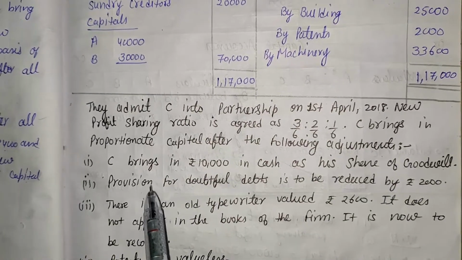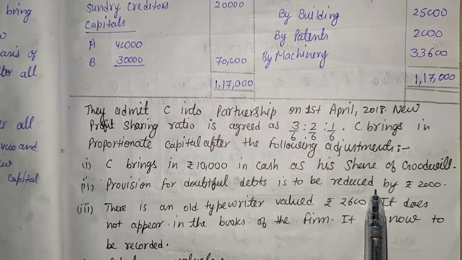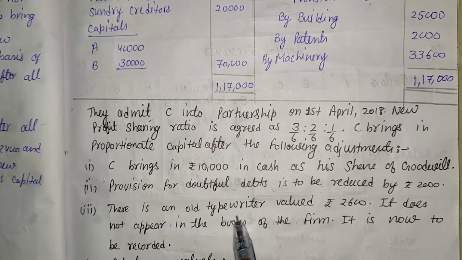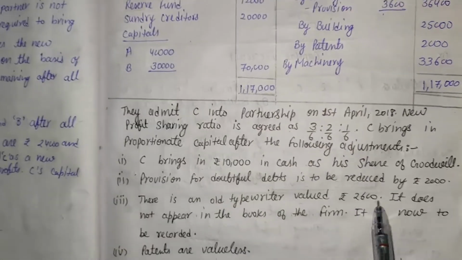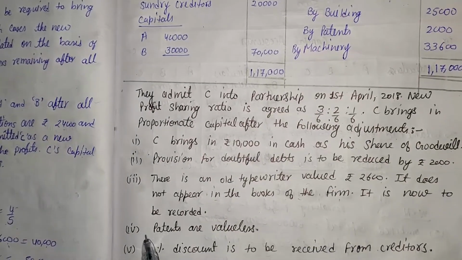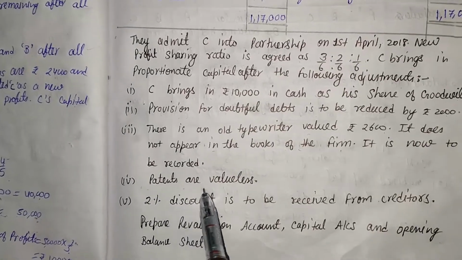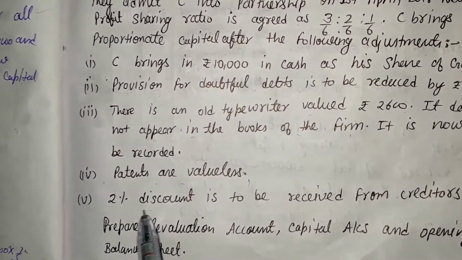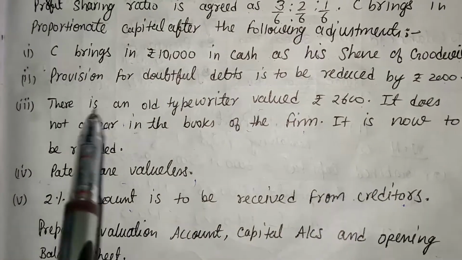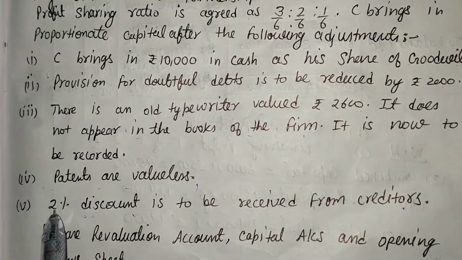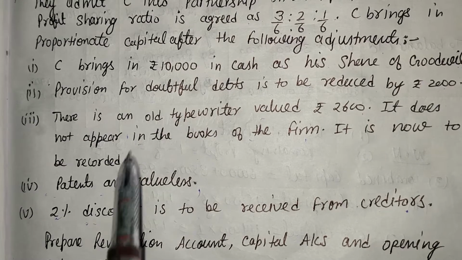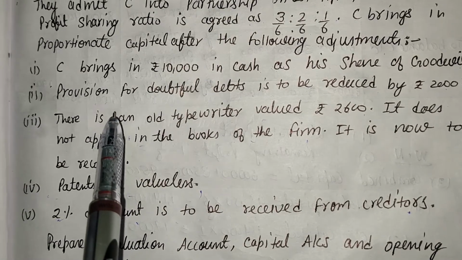The second point, provision for doubtful debt is to be reduced by rupees 2,000. The third point is that there is an old typewriter valued at rupees 2,600. It does not appear in the books of the firm. Then the next point is patents are valueless. And the last point, 2% discount is to be received from creditors. All the information from point 2 to point 5 is related to the revaluation account. So first of all, we will have to make the revaluation account.